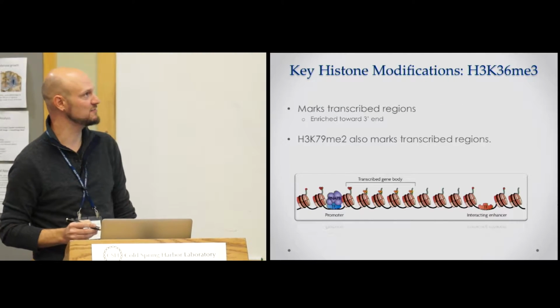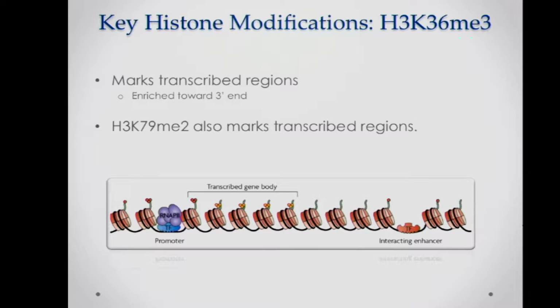So another great genome annotator are marks like H3K27 trimethylation. So this mark enriches transcribed regions. The K36 trimethylation tends to enrich at the 3' end of the gene, whereas H3K79 dimethylation also marks transcribed regions, and it tends to mark, I think, kind of 5' to mid-centric. And so if you ChIP all of these marks together, you can kind of see where transcribed genes are.